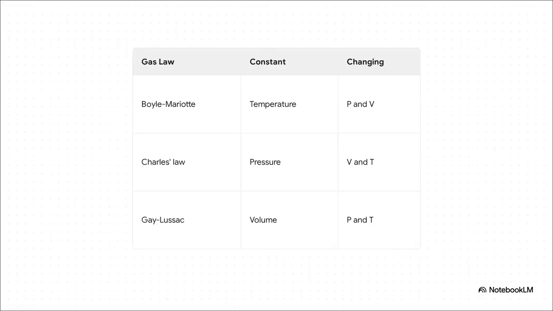Let's lock in the relationships across these three core gas laws. For Boyle-Mariotte, temperature stays locked in as our constant, while pressure and volume react to each other. For Charles' law, we keep pressure constant, watching volume and temperature do their little dance. And for Gay-Lussac's law, the volume is our constant, allowing us to track exactly how pressure and temperature scale together. Keep this matrix in your mind. It's literally the foundation for all the graphing and math we're about to do.